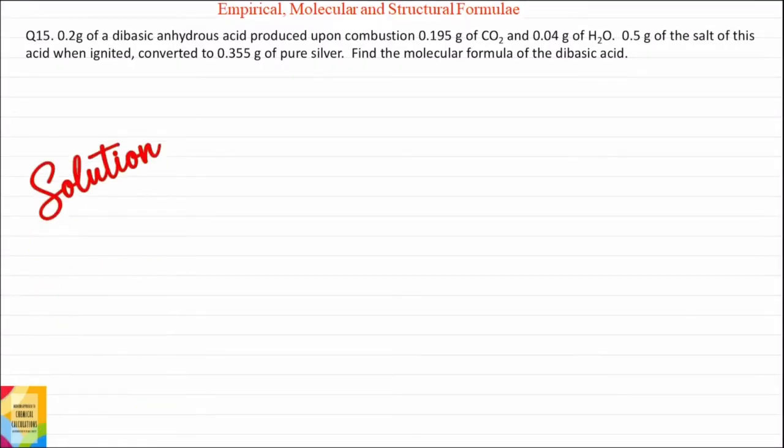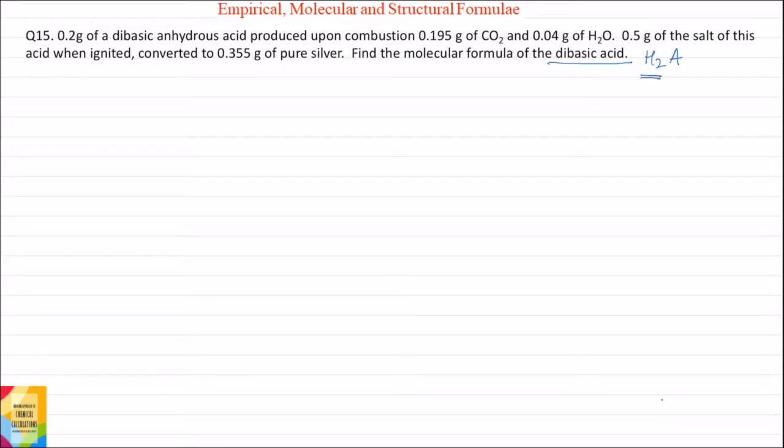Now salt of the acid converted to pure silver, it means the salt was silver salt of the acid. Now the acid is dibasic acid. Dibasic acid means the one which has two replaceable hydrogens. So we can write its formula as H2A. So this is the formula of the acid having two replaceable hydrogens.